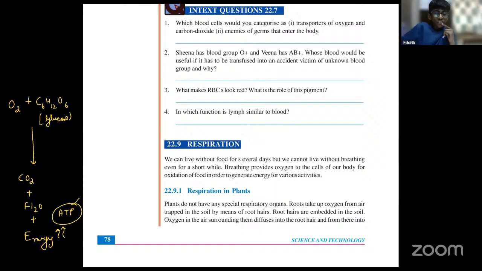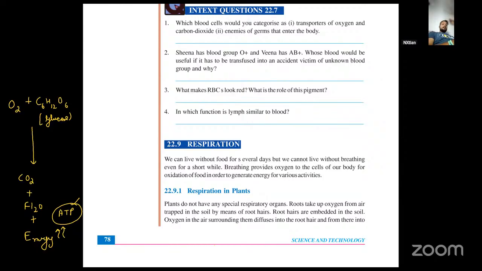This energy which is released is converted into the form of ATP, adenosine triphosphate. And this energy, we use for our day to day work. For example, if Joshua is moving here and there, putting his head here and there, it is because of adenosine triphosphate.